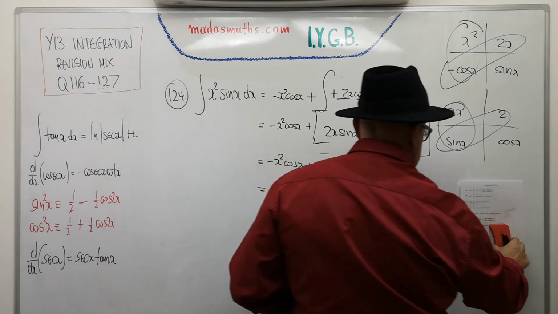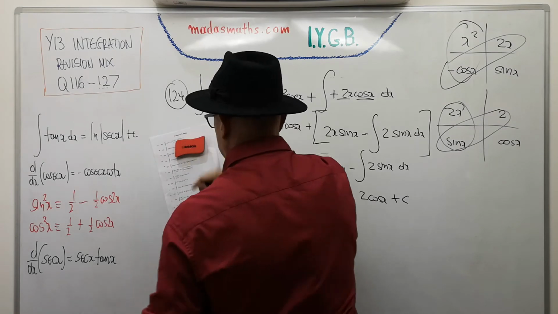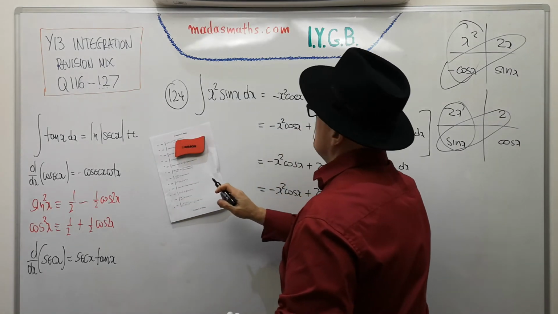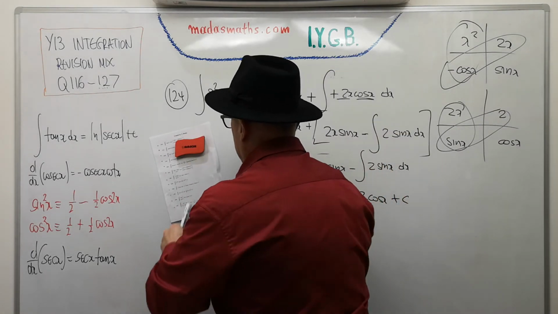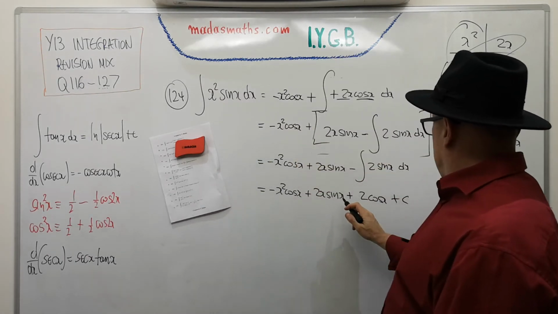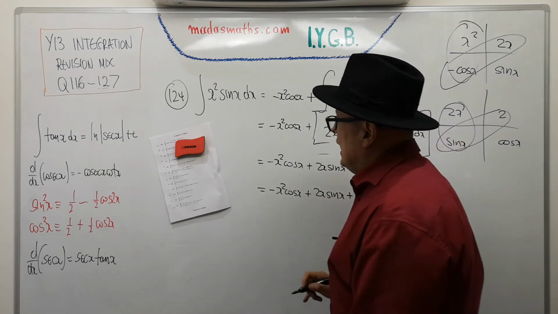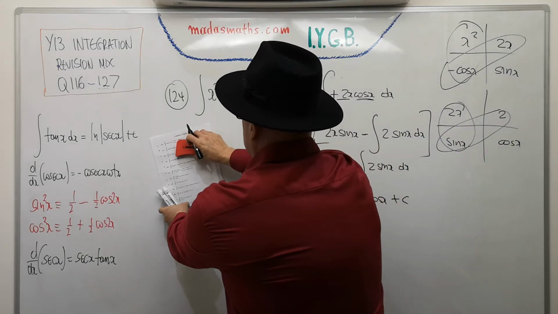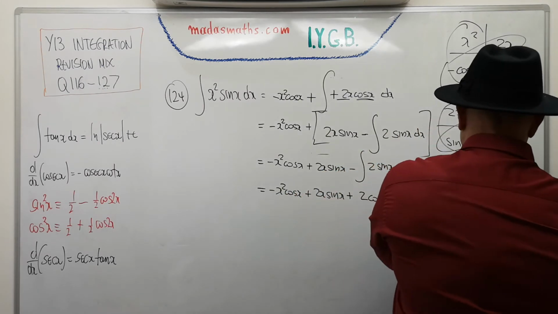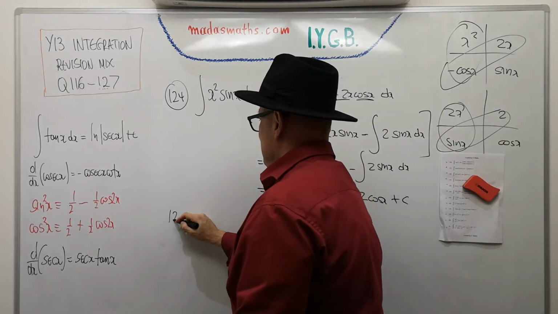Again, let me just check, just in case, because I'm rushing at the moment and I'm a little bit error prone. Just check the answer. Which number is that? 1, 2, 4. Minus x squared cos x, plus 2x sine x plus 2 cos x. Yeah, that's all good. Number 125. We can fit it in there. I think it's the only non trig in the page.